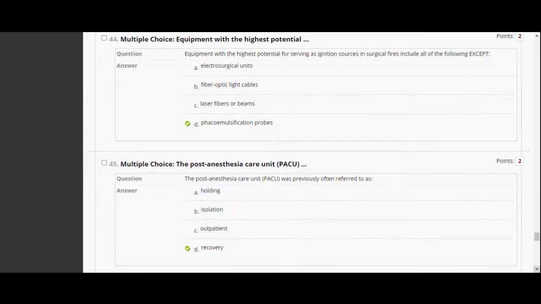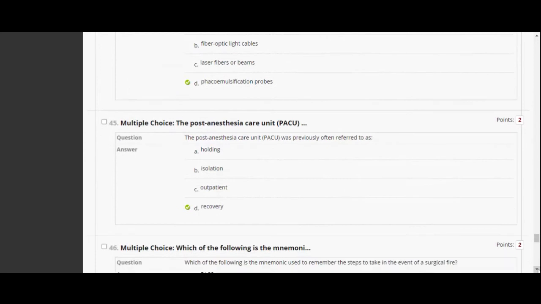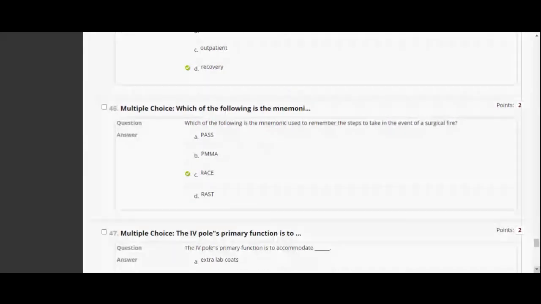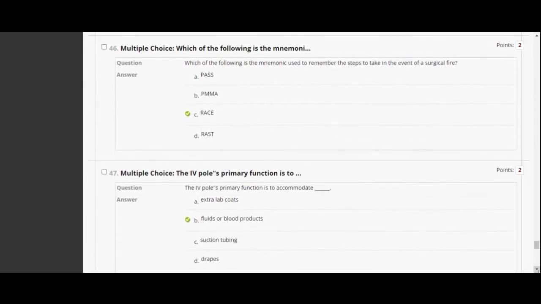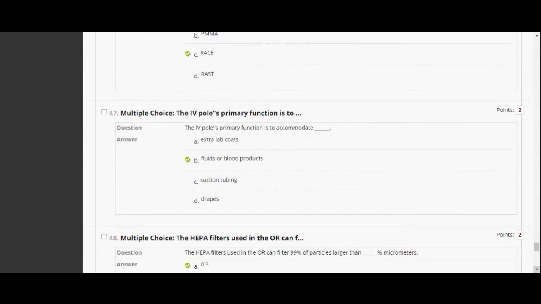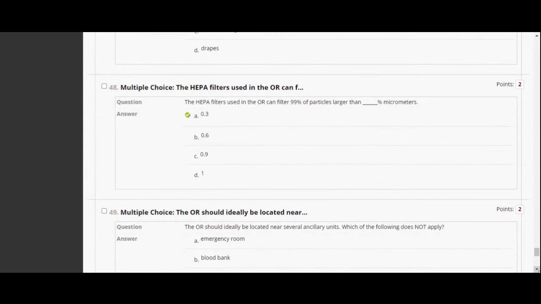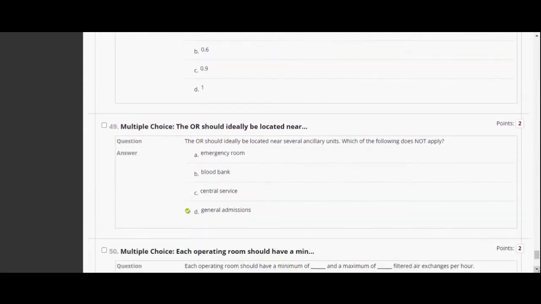The post-anesthesia care unit, or the PACU, was previously often referred to as recovery. You'll still hear it being referred to as recovery in the operating room. They use both names essentially for the recovery unit. Which of the following is the mnemonic used to remember the steps to take in the event of a surgical fire? And that's RACE. The IV pole's primary function is to accommodate fluids or blood products. The HEPA filters used in the operating room can filter 99% of particles larger than 0.3 micrometers.